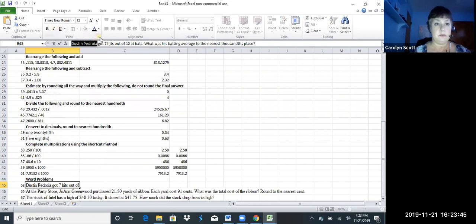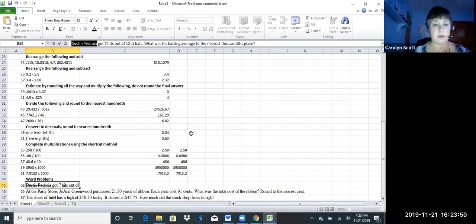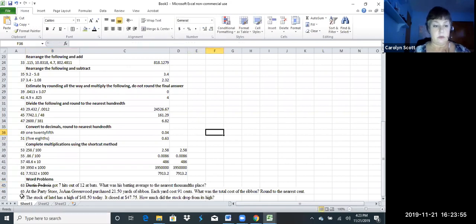So let's strike through that. No one cares what Dustin's name is. So now we know that someone, doesn't matter who, got 7 hits out of 12 at bats. What was his batting average to the nearest thousandths place? Well, 7 over 12 is what we're looking at. 7 divided by 12 is the same as 7 over 12.